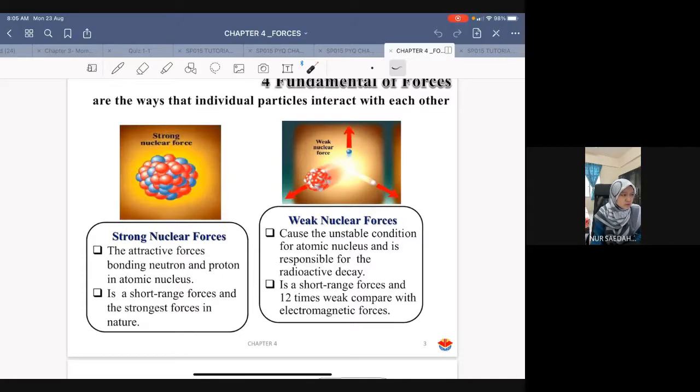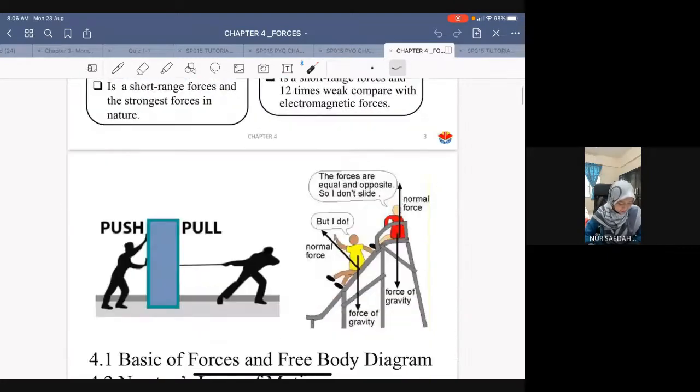Okay, so the weak nuclear force, this is also in semester 2, for the beta decay, okay, radioactive decay. It causes the unstable condition for the atomic nucleus that is responsible for the radioactive decay. Okay, so ini juga nanti kita akan belajar in semester 2.